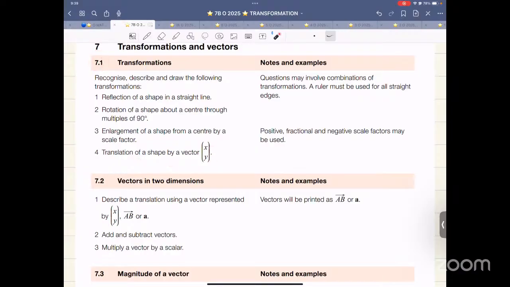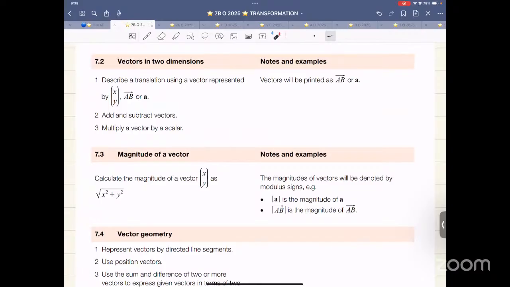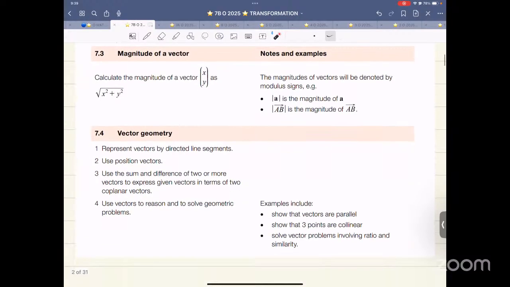So 7.1 is just transformation, and then they talk about vectors in the same syllabus, in the same component. Describe a translation using a vector, add and subtract vectors, multiply a vector by a scalar, magnitude of a vector. Vector geometry, this is important. Represent vectors by directed line segments. Use position vectors. Use the sum and difference of two or more vectors to express the given vectors in terms of two coplanar vectors. So that is vector A, that is vector B. That is what they mean by it.